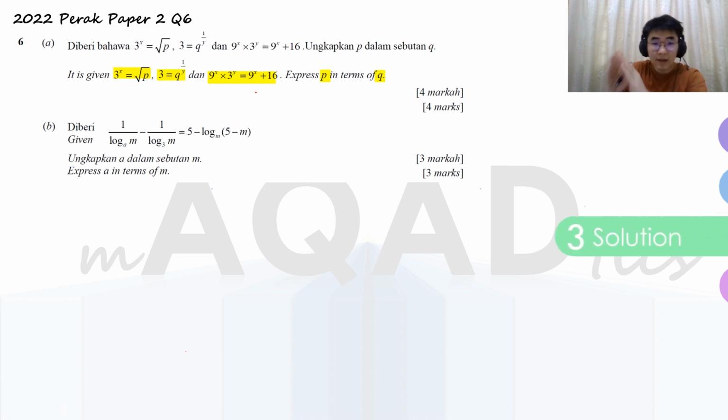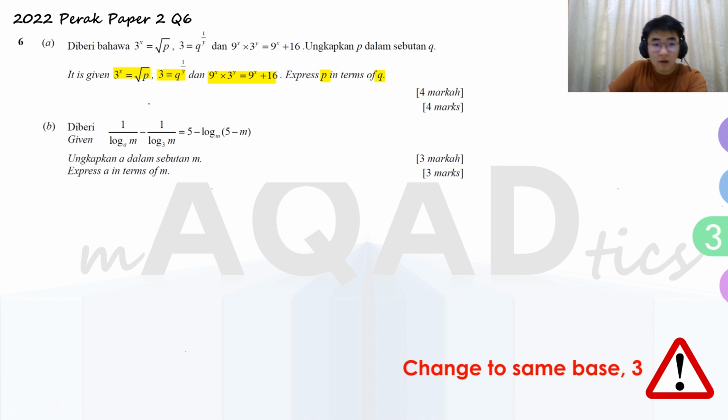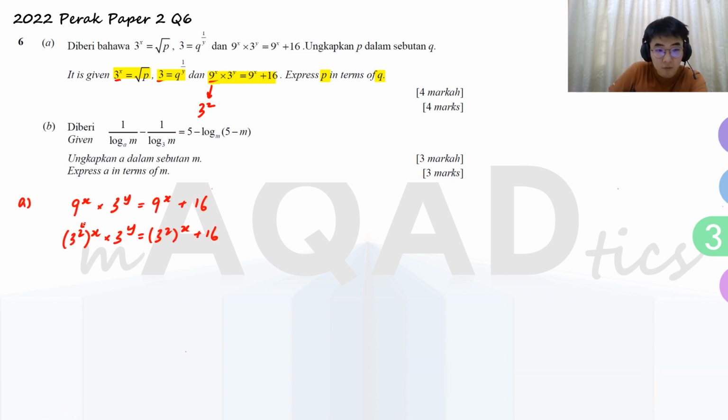So here we can make the bases become similar. Here we have 3, but here we have 9. So we can change this to 3 squared. And we can switch the positions of 2 and x because 3^x is actually square root p. So you can just straight sub into here.